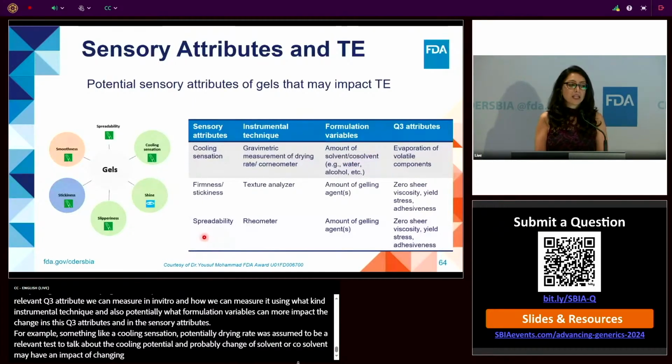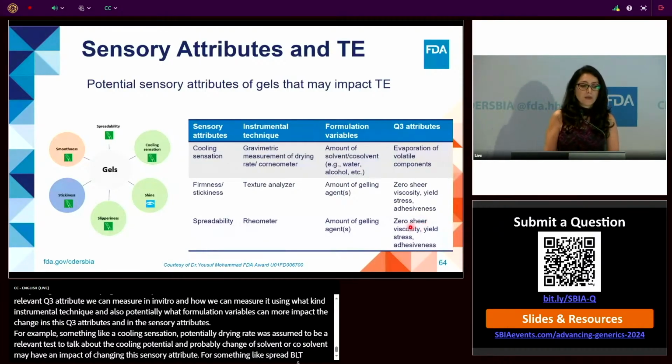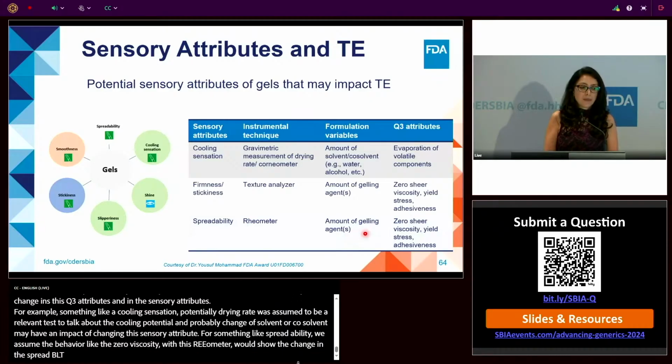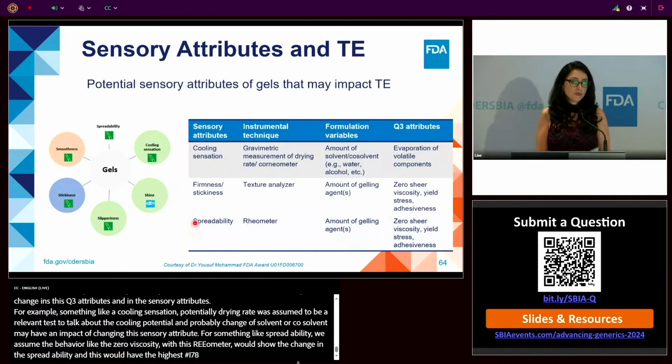And for something like spreadability, we assume that rheological behavior of the gels, like measurement of zero shear viscosity, yield stress, etc., with a rheometer, would inform the change in the spreadability, and potentially the amount of gelling agents would have the highest impact in changing these Q3 attributes and this sensory attribute.